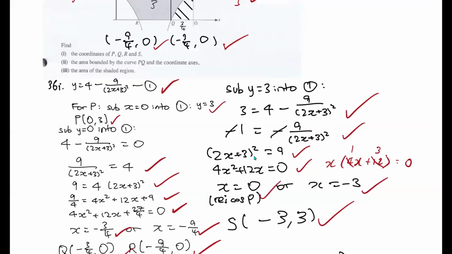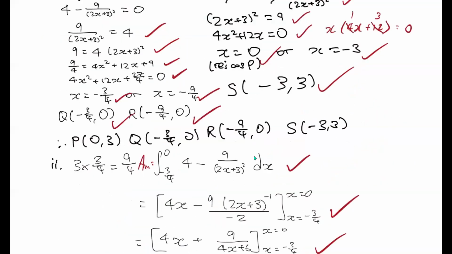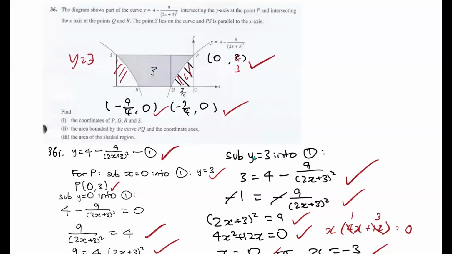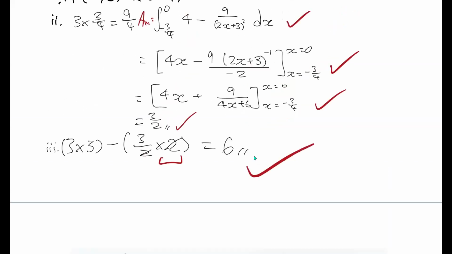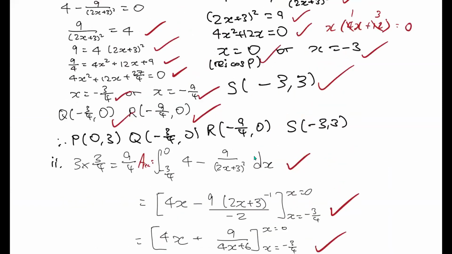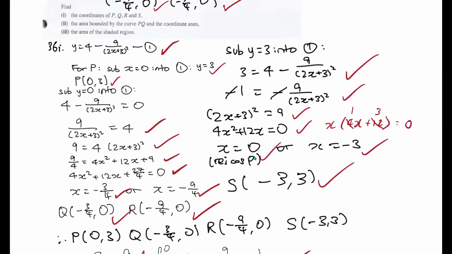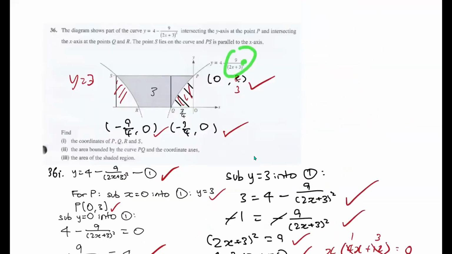Yes, by symmetry, is it? These two regions are equal. Yes, correct. Yes, they are symmetrical, because the length here and the length there is the same. And also because of the symmetry, it's a power 2 even function.